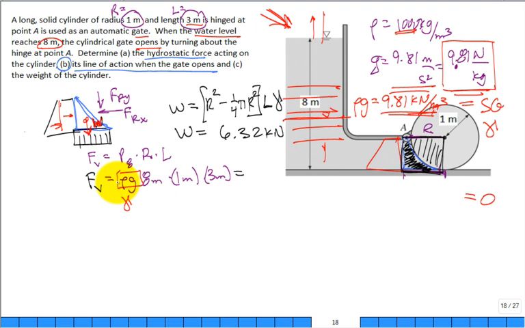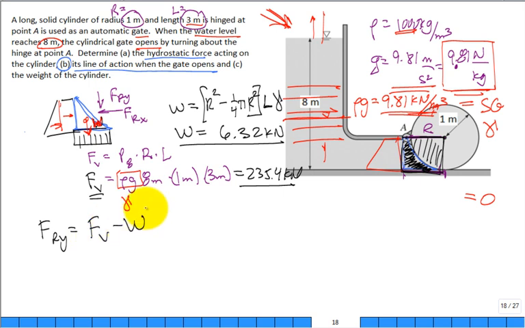What do you have? So you got for the weight 6.32 kilonewton. And then how about F of V? 235.4 kilonewton. Let's get a verification. So you verified? Very good. Another couple? Good. Anybody else? Good, good. Any other verifications? All right. So guess what F of R y is? It's F of V minus W, isn't it?